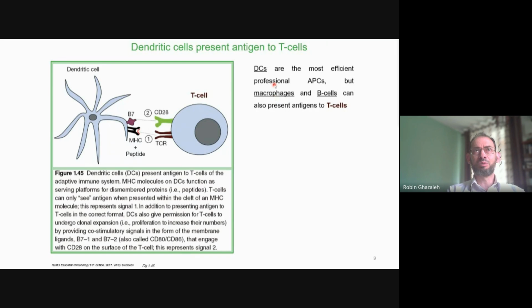So these professional antigen presenting cells, firstly the dendritic cells, secondly the macrophages, and even the B cells, do presentation primarily to the T cells. All right.